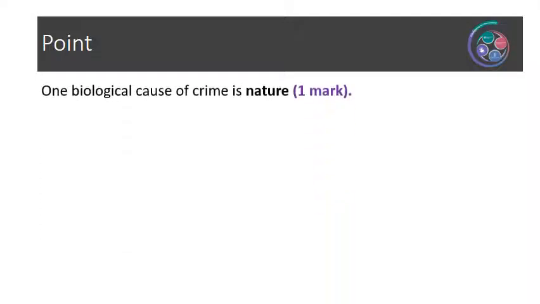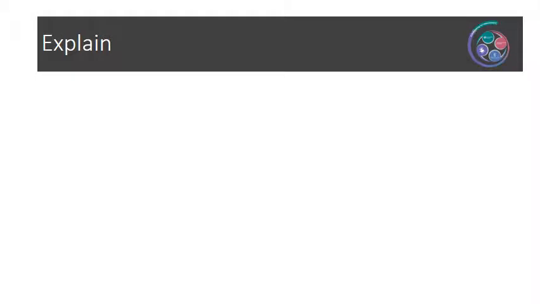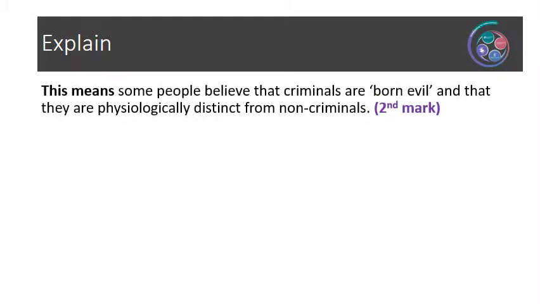So now let's have a look at a model answer for this question. We want to begin by writing something like this. 1 biological cause of crime is nature, for 1 mark. We then want to give further details. We may use the words "this means" to begin our explanation sentence. This means some people believe that criminals are born evil and that they are psychologically distinct from non-criminals. Providing this further detail gets you a 2nd mark.